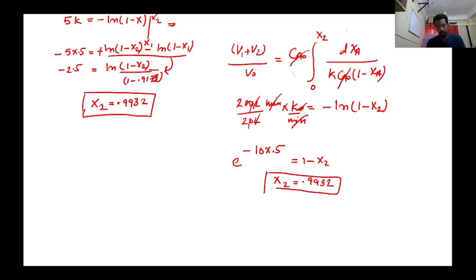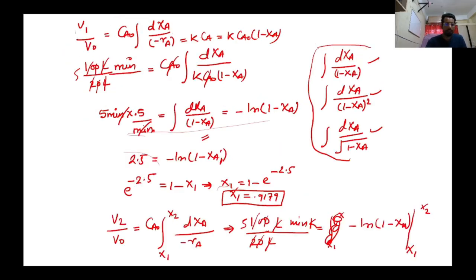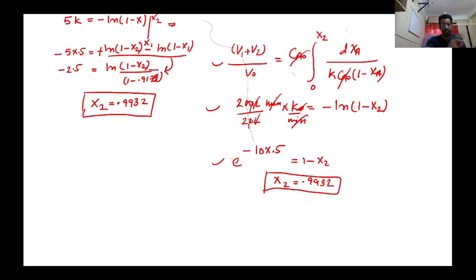See, the same value is coming, and the number of steps is 1, 2, 3. We calculated first for volume 1, reactor 1, then for reactor 2, and automatically we are getting the same answer. So always remember, when it comes to PFR, it will give the same volume when we add all the volumes of small PFRs.